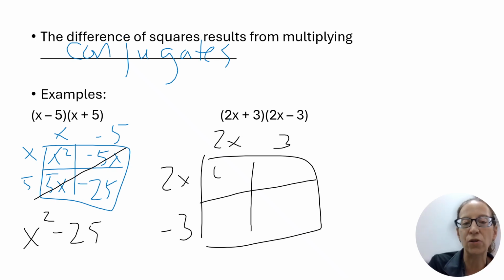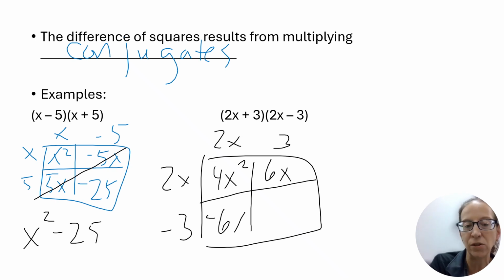Well, 2x times 2x is 4x squared. 3 times 2x is 6x. Then we have the same thing, but with a negative. Negative 3 times 2x is negative 6x. And negative 3 times 3 is negative 9. And notice those are going to cancel.